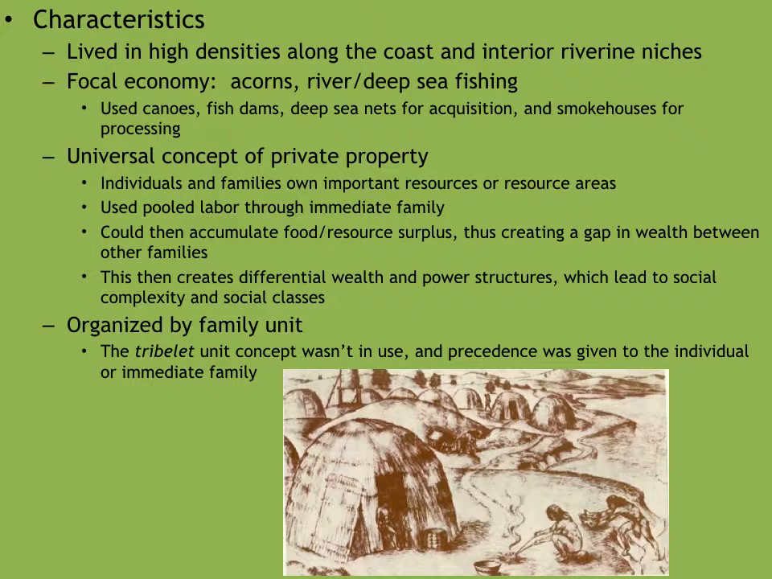Early on, there was a universal concept of private property, which isn't something that we see, at least it's not as prevalent. And so, in the Northwest, individuals and families owned important resources and resource areas. They used pooled labor through immediate family, and then they could accumulate food and resources as surplus, which we've talked about before. This is differential access to wealth.